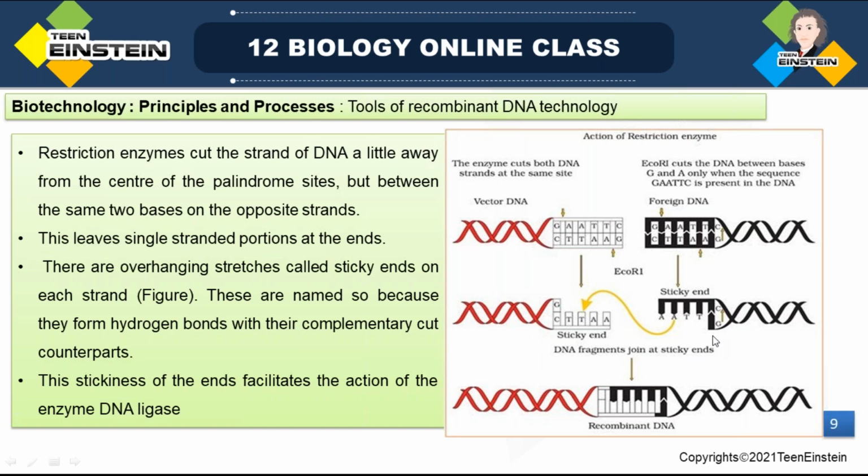So what is happening after that? You can see the palindromic sequence at both sides, and EcoRI, that is the restriction enzyme, acts on that and makes the cut at the DNA strands. Right? Here it is making the cut at the DNA strands. So after cutting, you can see the overhanging stretches. Here you can see the overhanging stretches of DNA strands after cutting. And in the first picture, down you can see.